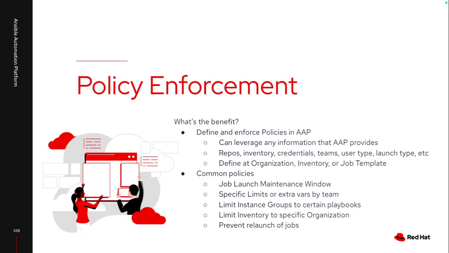I can add in extra information around extra vars, whether it's via survey or the extra var section of the job template, to ensure only certain teams can provide certain information. So maybe a team can only provide a dev tag if they're in the development system, or they can do prod if they're part of a system architecture team. I can also limit certain instance groups, certain playbooks, limit inventories to certain organizations, or even prevent the relaunch of jobs. I've had this asked quite a bit in the past for teams that have prompt on launch for credentials. They want to ensure that a job can't just be relaunched. You have to go through the job template and reselect the credential based on what role-based access control you have.